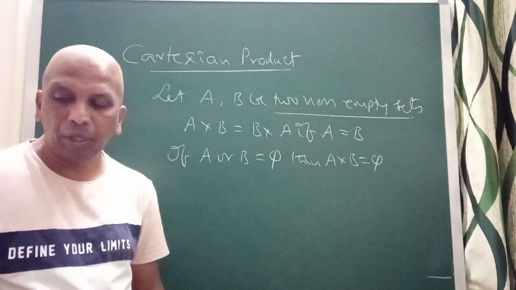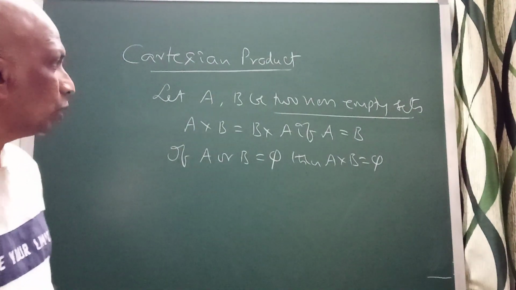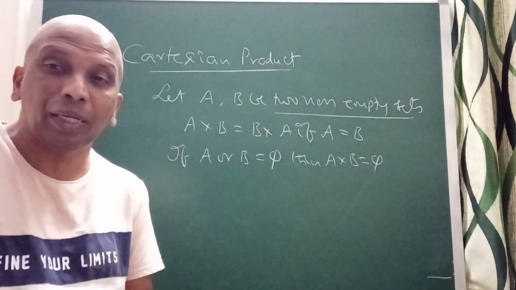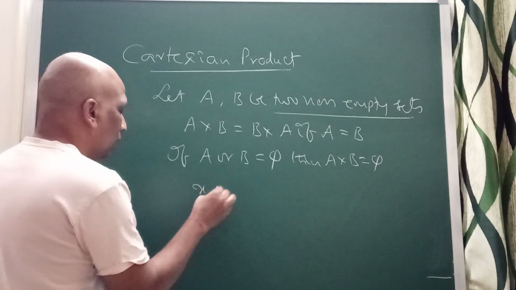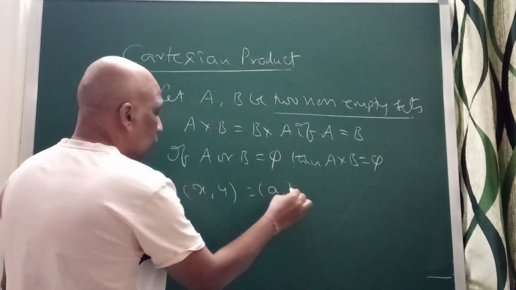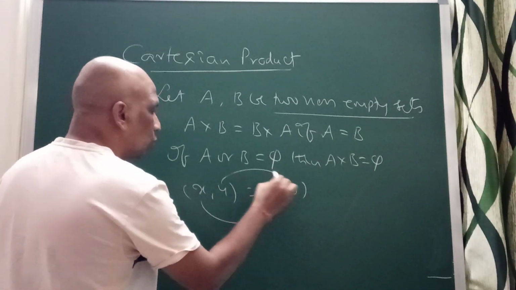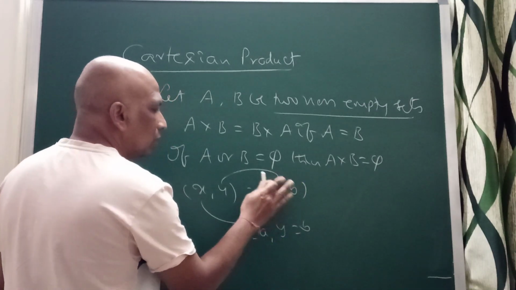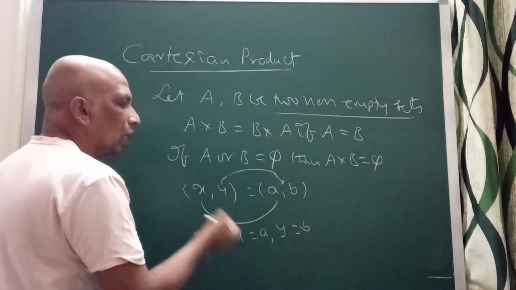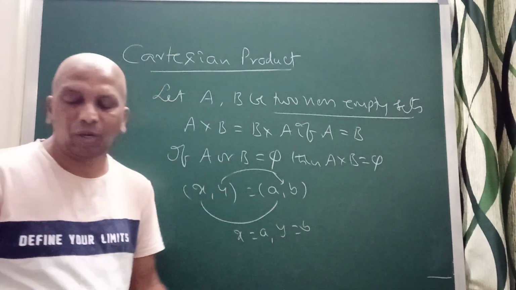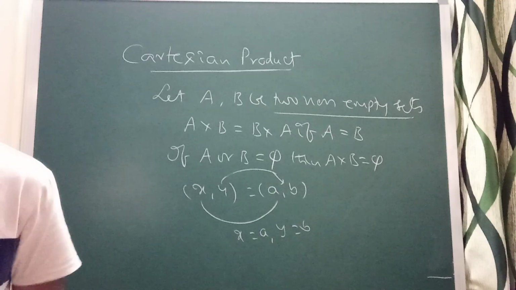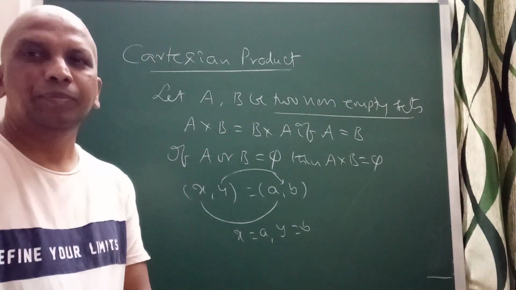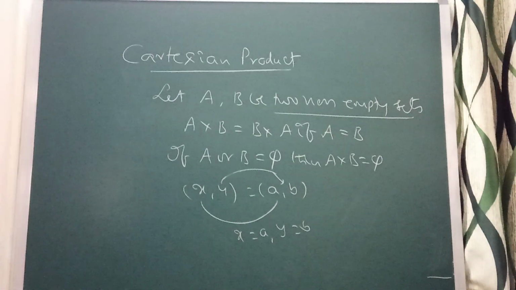But in general, A cross B is not equal to B cross A. Suppose you want to say two ordered pairs are equal, say (x, y) equal to (a, b). Definitely x should be equal to a, and y should be equal to b. Then we can say these two ordered pairs are equal.